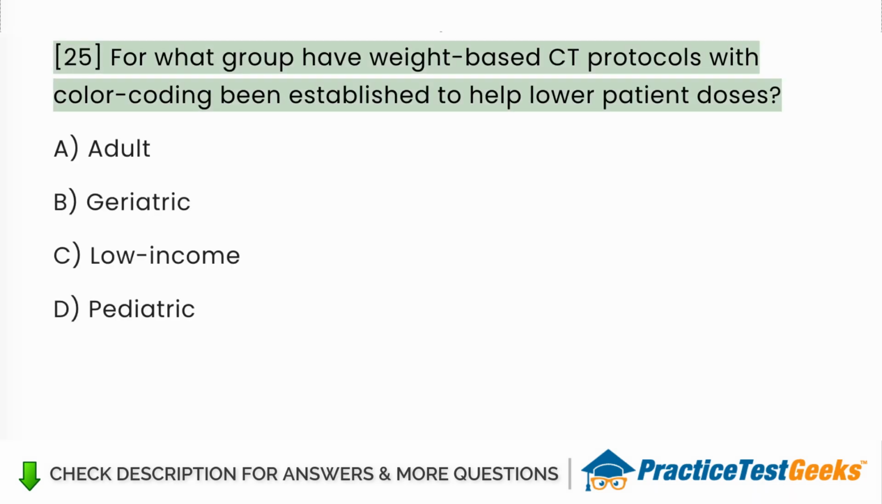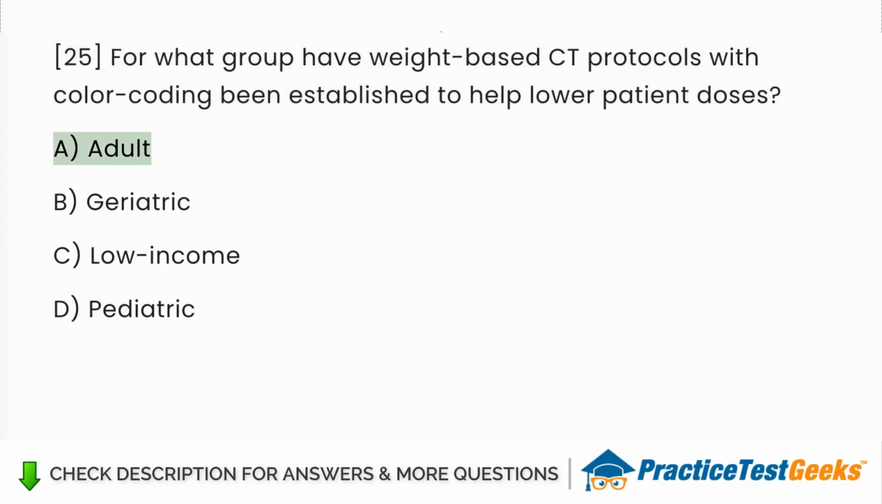For what group have weight-based CT protocols with color coding been established to help lower patient doses? A. Adult. B. Geriatric. C. Low income. D. Pediatric.